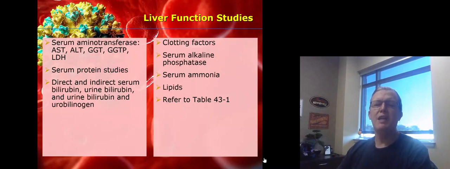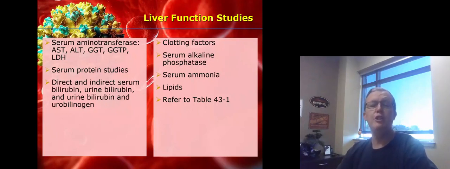Serum alkaline phosphatase, that is another test that can be associated with liver function studies, as well as serum albumin and lipids. So table 43.1 gives you more of a breakdown on some of that if you want further information. I don't care that you know all of the normal ranges for these, but you do need to be aware of what these tests are telling you so that you understand that we're concerned about liver function.